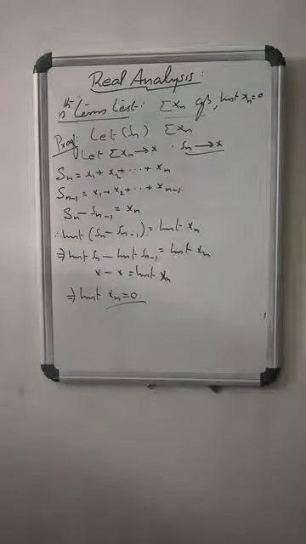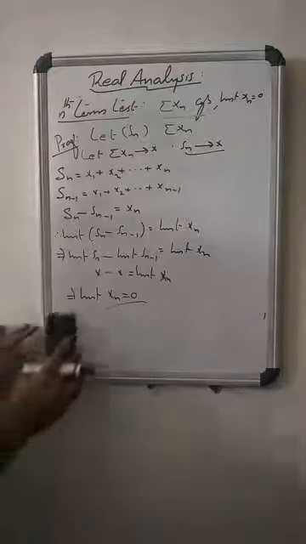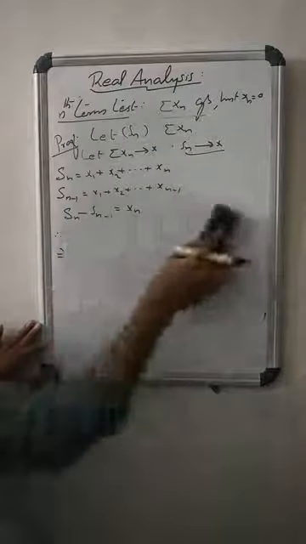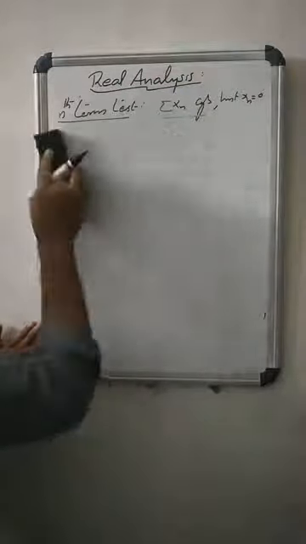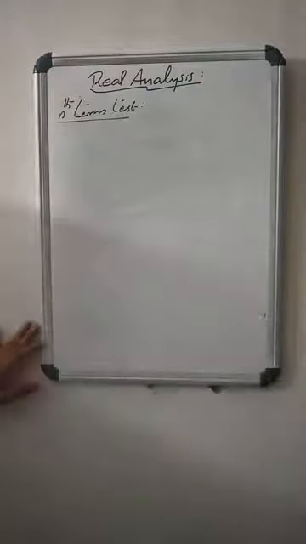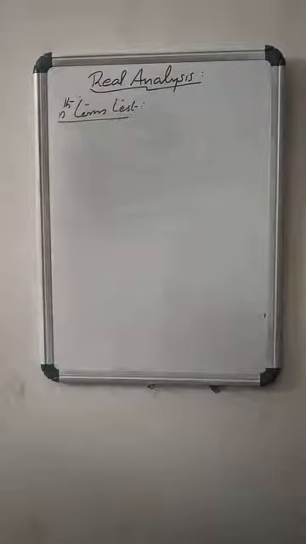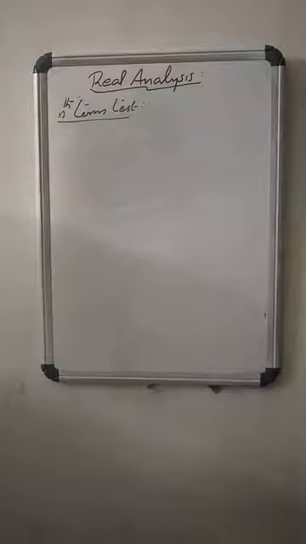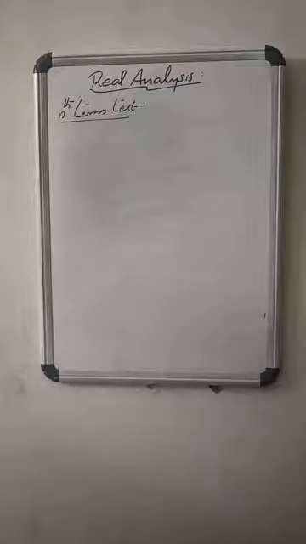So this is the nth term test. When Σxn converges, then lim xn = 0. Agreed? This is used for testing the convergence of some series. It is not valid for every series. The nth term test is a simple test for testing the convergence of a given series. That is, when the given series converges, then the limit of its nth term should be 0.